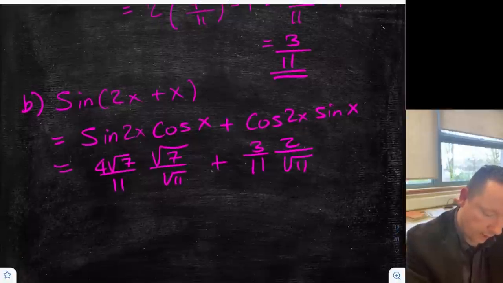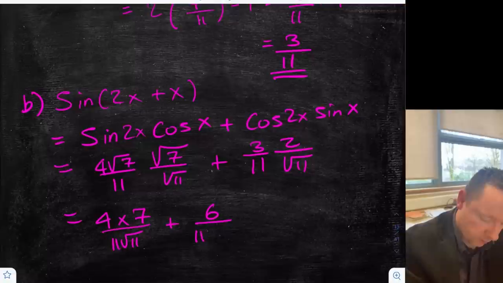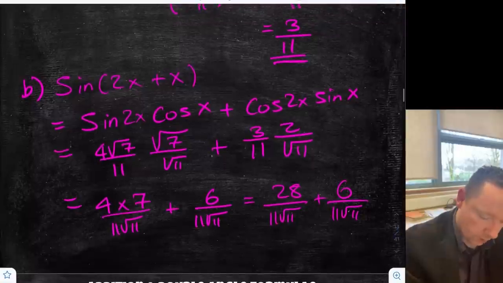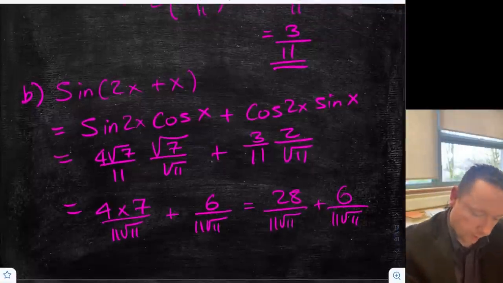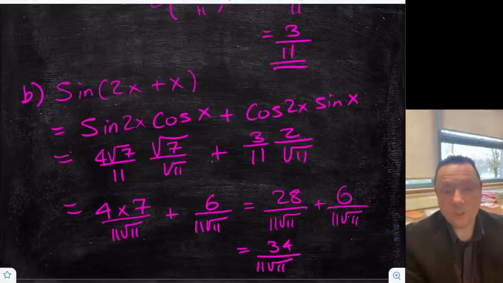So putting that together, we get 4 on the top, root 7 times root 7 is just 7, over 11 times root 11, plus 3 times 2 is 6 over 11 root 11. 4 sevens is 28 over 11 root 11, plus 6 over 11 root 11. That's the common denominator, so I can just add them straight away. 28 and 6 is 34 over 11 root 11. And we could just leave our answer there.